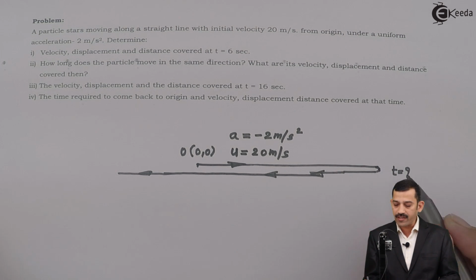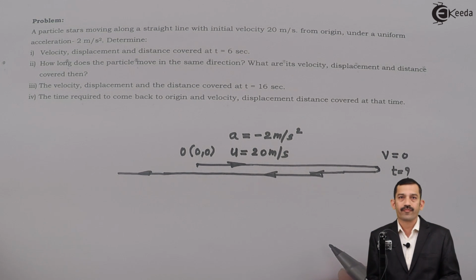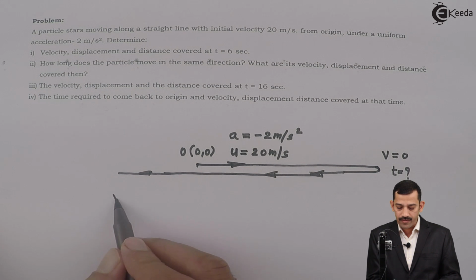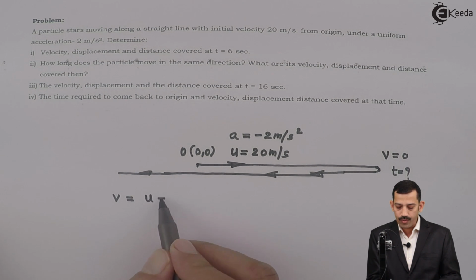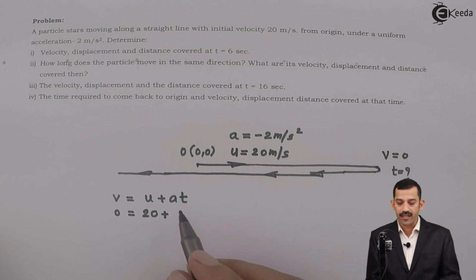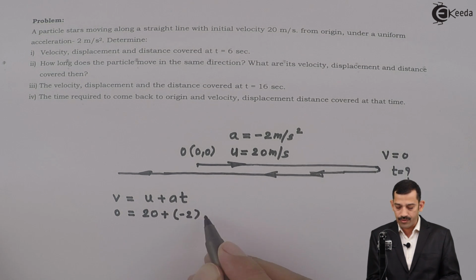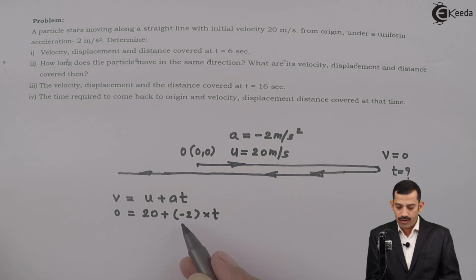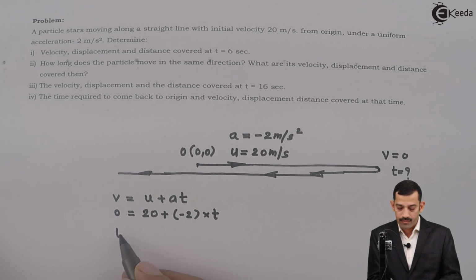When the particle reverses its direction of motion, its velocity must be 0. Using the equation v equal to u plus at, velocity v is 0, u is 20, and acceleration a is minus 2, into t. Now if we calculate, t becomes 20 divided by 2, the minus signs both cancel. What value of t do we get here? 10 seconds.